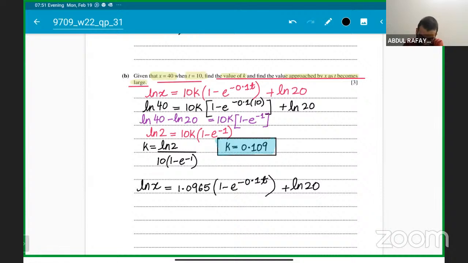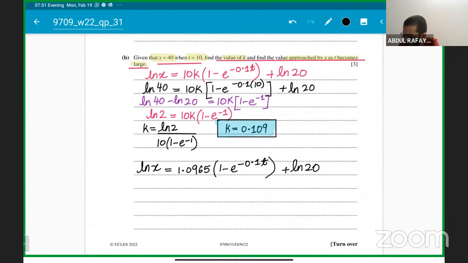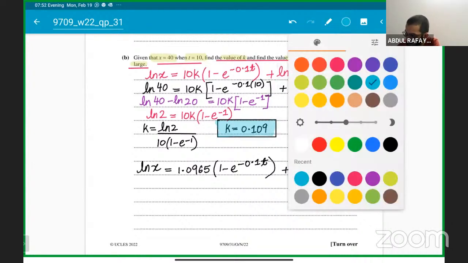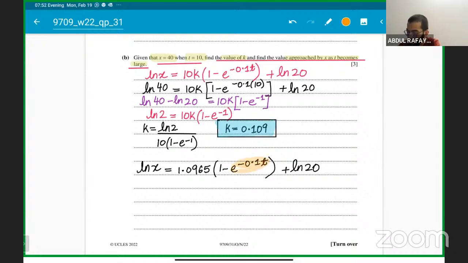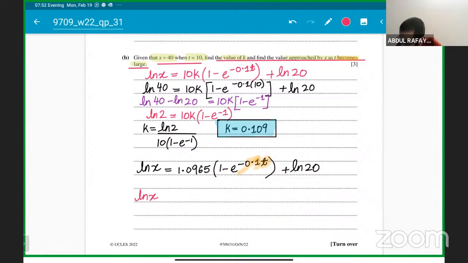What students need to understand is that when t tends to become large, t will have a very huge value, so this thing will come out to be zero. So as t becomes large, you are going to be left with only 1.0965, because 1.0965 times 1 is 1.0965, plus ln 20.